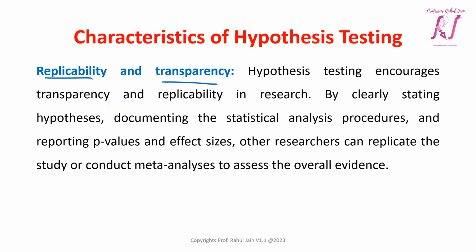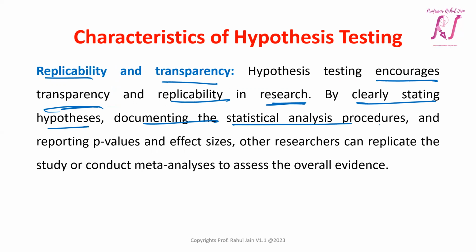Replicability and transparency, very good characteristics of a hypothesis. Your hypothesis should encourage transparency and replicability in research by clearly stating the hypothesis, documenting the statistical analysis procedures, and reporting p-values and effect sizes. Other researchers can replicate the study or conduct meta-analysis to assess overall evidence.